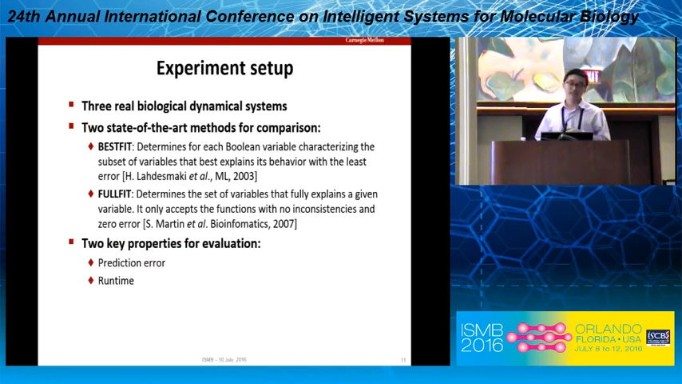For the experiment setup, we will use 3 biological dynamic systems to illustrate our algorithm. For comparison, we have 2 state-of-the-art methods. One is called best fit, which tries to minimize the errors when inferring the variables. The other is called full fit, which tries to make the perfect inference for each variable with no error. We use 2 key properties for evaluation: one is the runtime, and one is the prediction error.